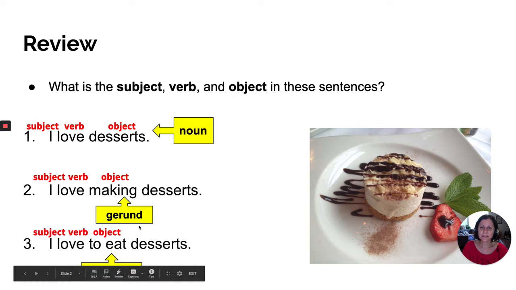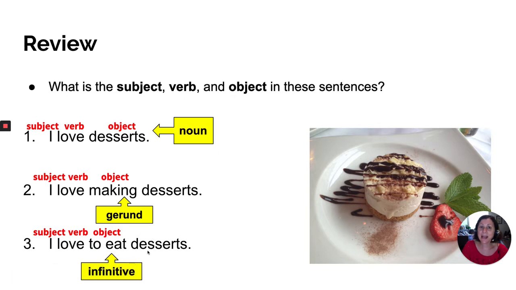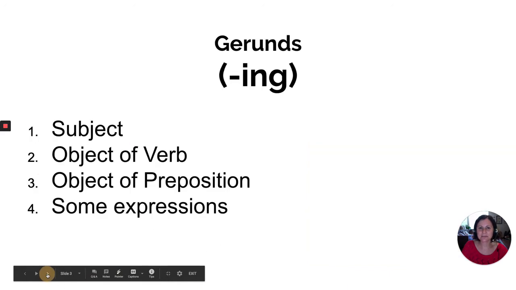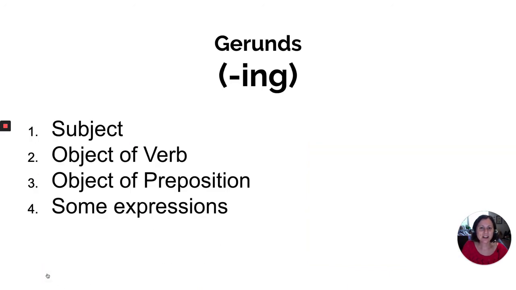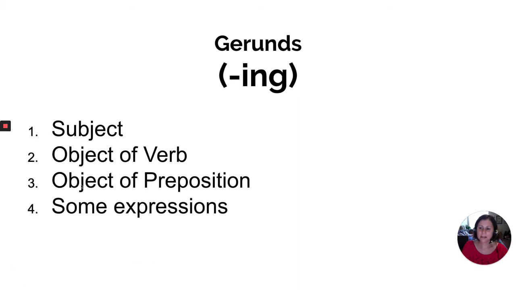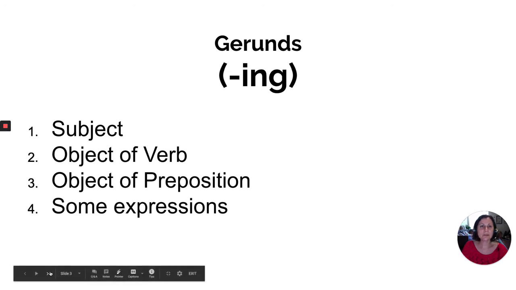So I'm going to talk to you about how we use these two forms in a sentence in English. First, let's talk about gerunds. They're the ing words. I recommend taking out a piece of paper and writing these 4 uses and making room. And you can write an example for each type of gerund, and that way you'll remember it. You can pause the video here to write down these 4 types of gerunds.